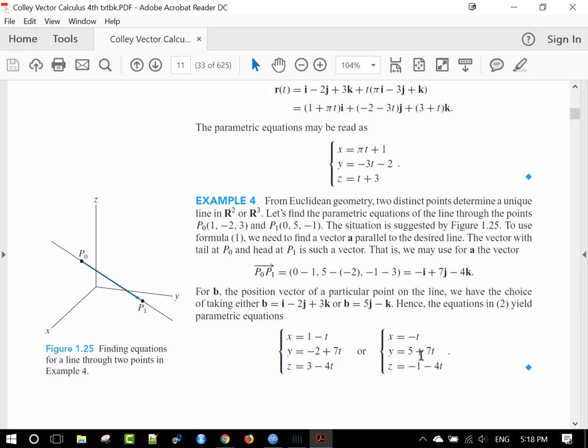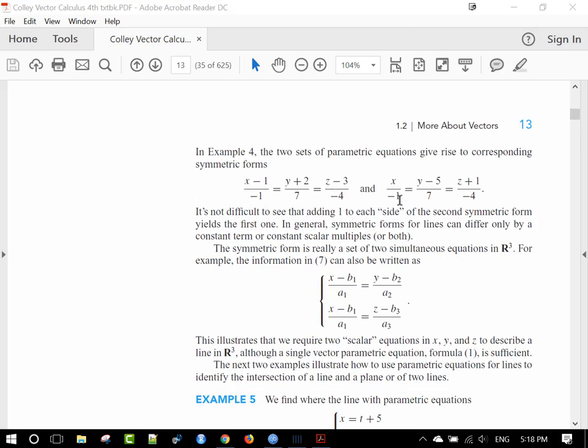We'll get something, and if we do it the other way, we'll still get the same thing. So the first time we get this, the second time we get this, but these are basically the same. You can add 1 to each side of the second form. Anyway, we can figure out that these are the same. And so they say, in general, symmetric forms for lines can differ only by a constant term or constant scalar multiples, or both. So the symmetric form will be unique. I guess that has to be proved, but I'm not sure she does that here.